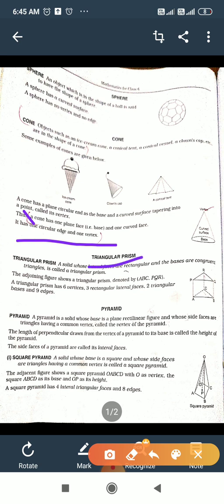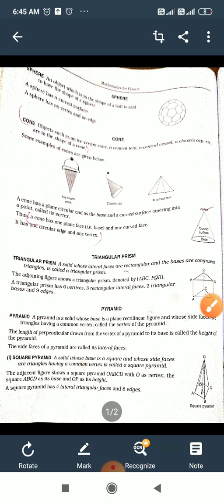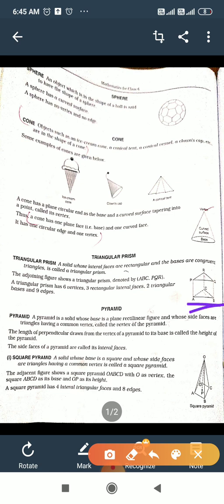Next is triangular prism. A solid whose lateral surfaces are rectangular and whose bases are congruent triangles is called a triangular prism. This is the triangular prism. One triangle base and one triangle top. The adjoining figure shows a triangular prism denoted by triangles ABC and PQR. This is ABC and PQR. This is the triangle.